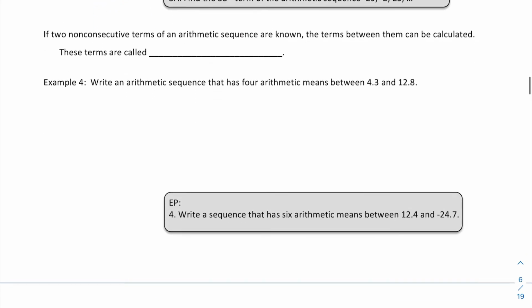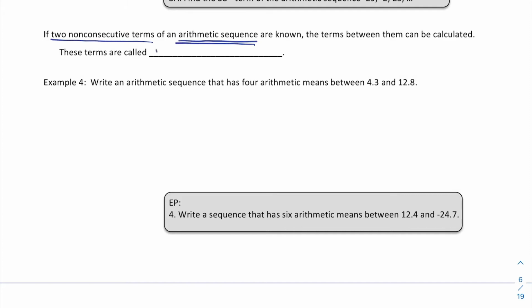Okay, we're going to take a little bit of a break on that type of problem, and we're going to look at something a little bit different. If two non-consecutive terms, okay, so two non-consecutive terms, they're not right next to each other. So we're not talking about the fifth and sixth term or the seventh and eighth term. We might be talking about the third term and the eighth term or the ninth term and the 15th term. So if I have two non-consecutive terms, but I know that they're in an arithmetic sequence where there's a common difference, the terms between them can be calculated.